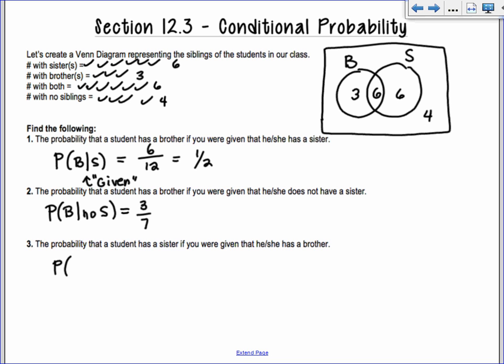The next one says the probability that a student has a sister if you're given that he or she has a brother. This does not end up being the same as brother given sister. If we're given that someone has a brother, how many people total have a brother? 9. How many of them have a sister? 6. So we have 6 out of 9, which is 2/3. Why 6? Because given that they have a brother, we're in this part right here, the 9 people that have a brother. How many in that set have a sister? These 6.